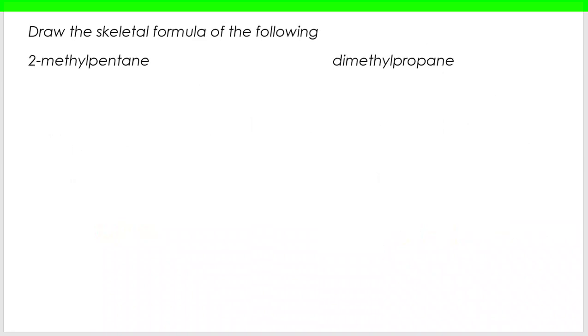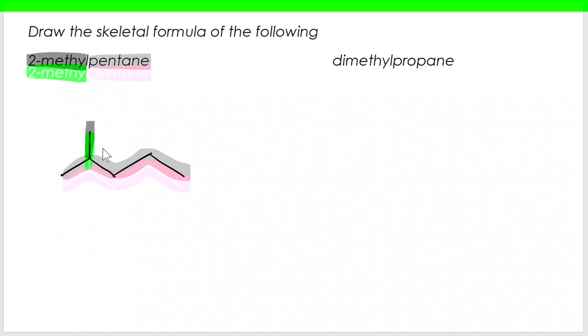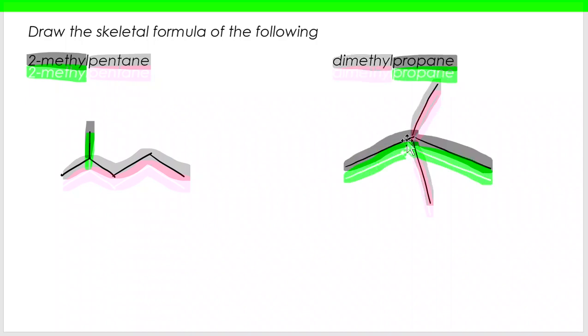Having a go now at skeletal formulas and how we might represent them. Remember, we show C-C bonds, we don't include the Cs, we don't show H's. So for an alkane, it will just be sticks. And in the first instance, we have got our pentane, 1, 2, 3, 4, 5 carbons. My methyl coming off the second carbon. My dimethyl propane, I've got to show 2 methyl groups coming off my propane chain.